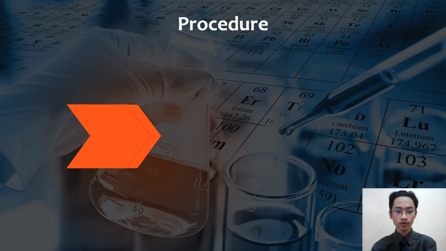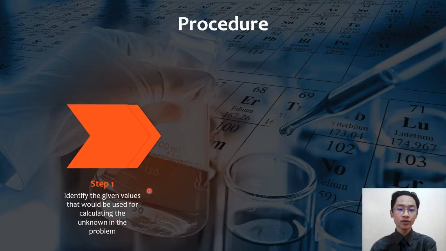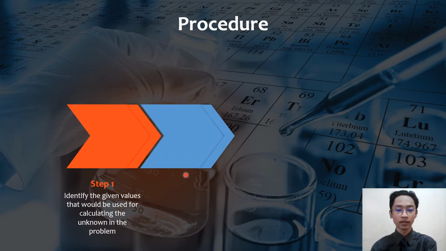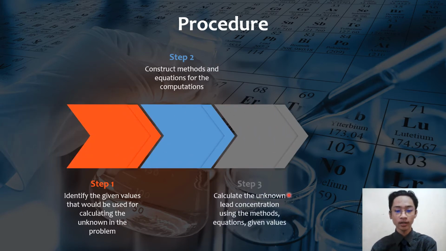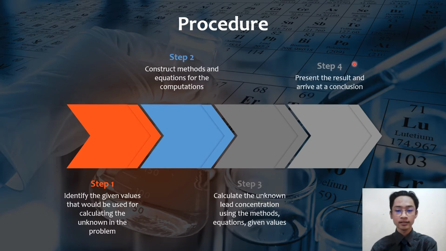So our procedure, first, step 1. Identify the given values that would be used for calculating the unknown in the problem. Step 2. Construct methods and equations for the computations. Step 3. Calculate the unknown lead concentration using methods, equations, and given values. Last step. Present the result and arrive at a conclusion.